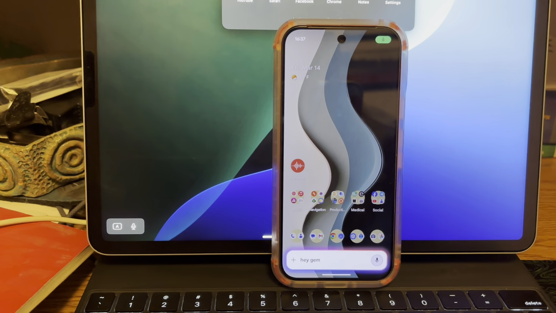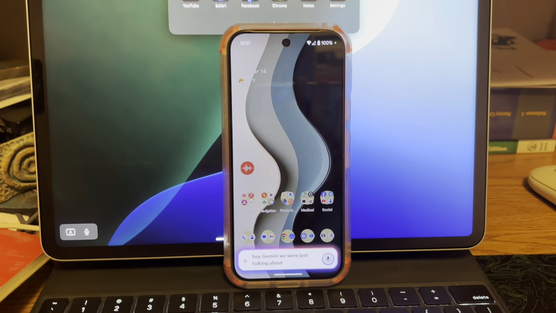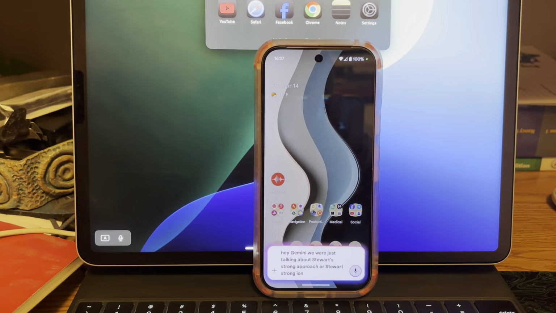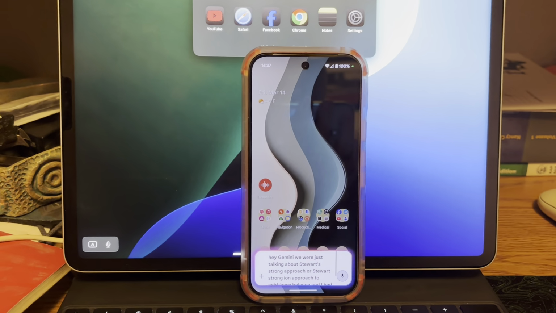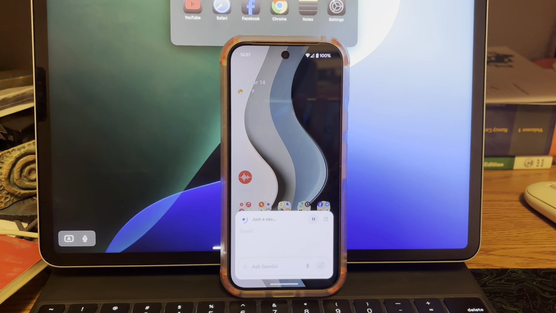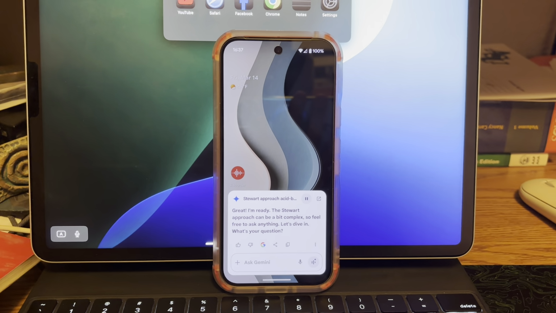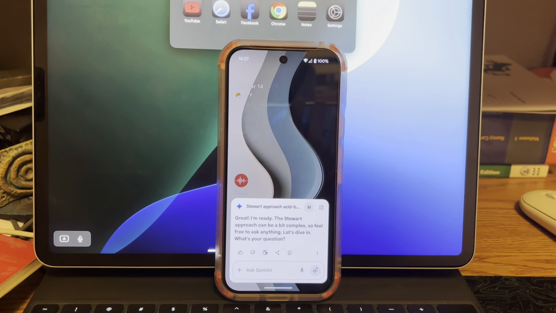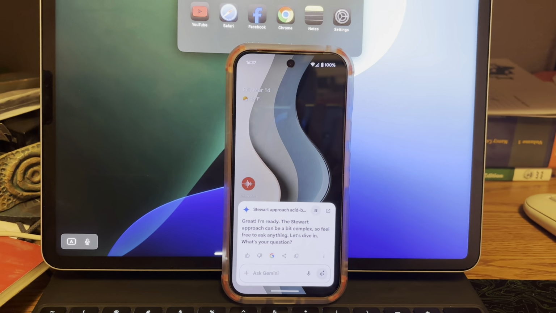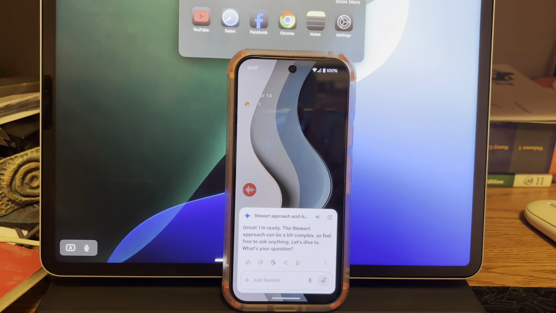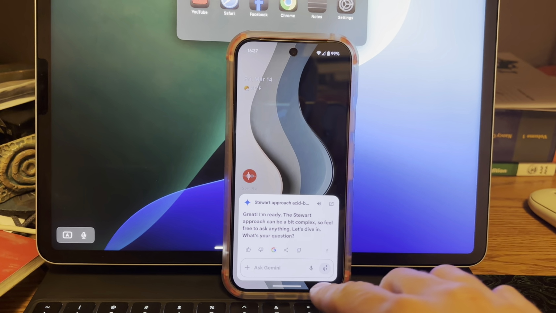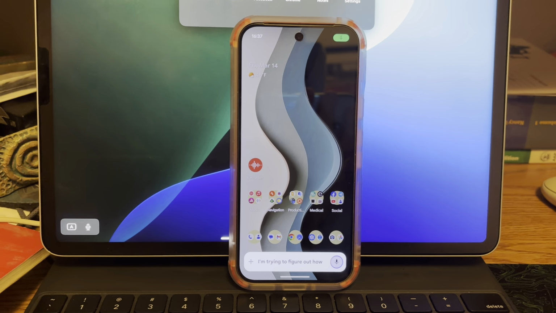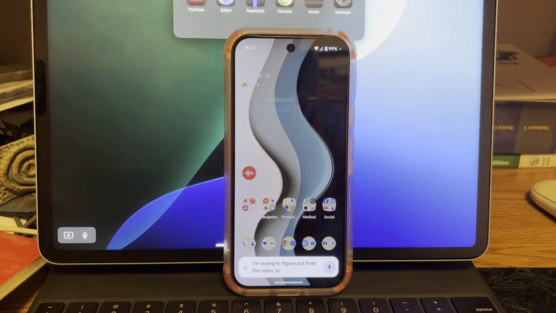Hey Gemini, we were just talking about Stewart's strong ion approach to acid-base balance, and I had a question for you. Great. I'm ready. The Stewart approach can be a bit complex, so feel free to ask anything. Let's dive in. What's your question? I'm trying to figure out how the SID relates to pH.